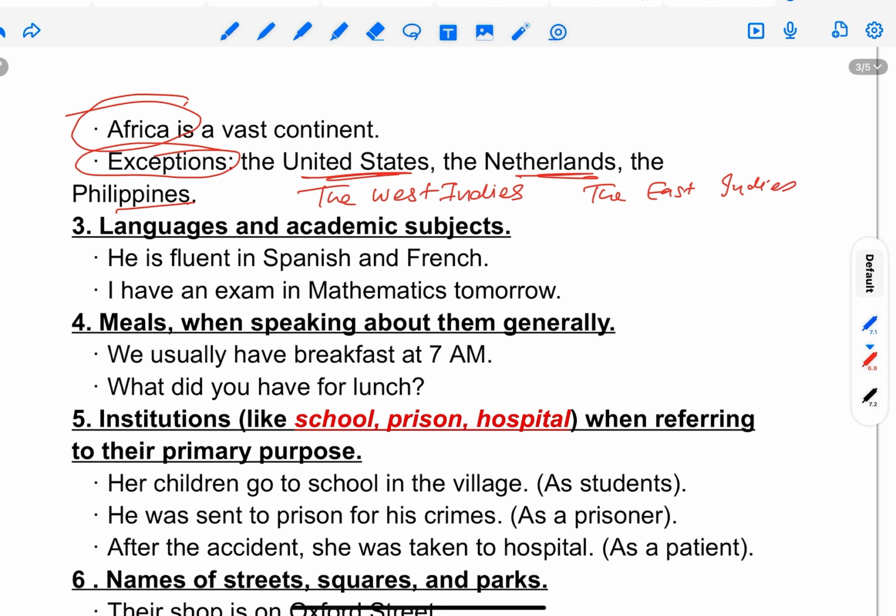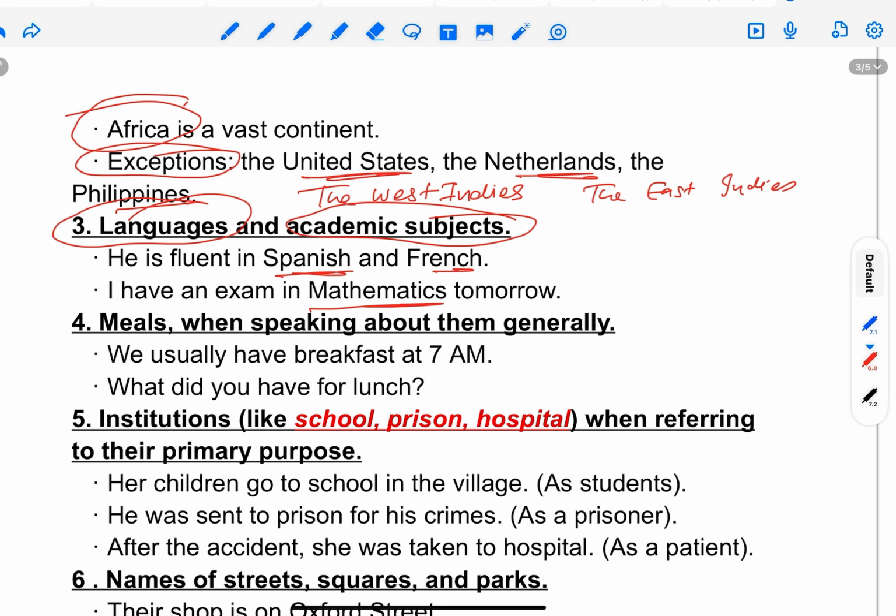There is no use of an article before the names of languages or academic subjects. For example, "He is fluent in Spanish and French." This is a language, so no article will be used. "I have an exam in mathematics tomorrow," not "the mathematics." So no article will be used.